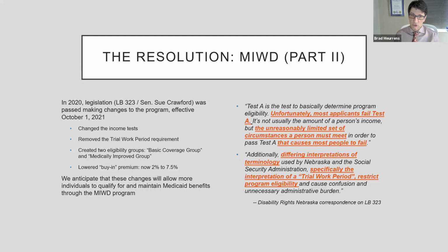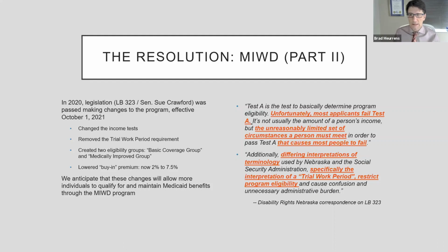It also removed the trial work period requirement. The legislation created two eligibility groups, which is what the Ticket to Work version of these programs around the country allows, the basic coverage group and the medically improved group. And we'll get into those in a little bit. Just put a pin in that. The legislation also lowered the buy-in premiums from 2 to 10%. Now, under this bill, LB 323, that would be reduced to 2% to 7.5%.